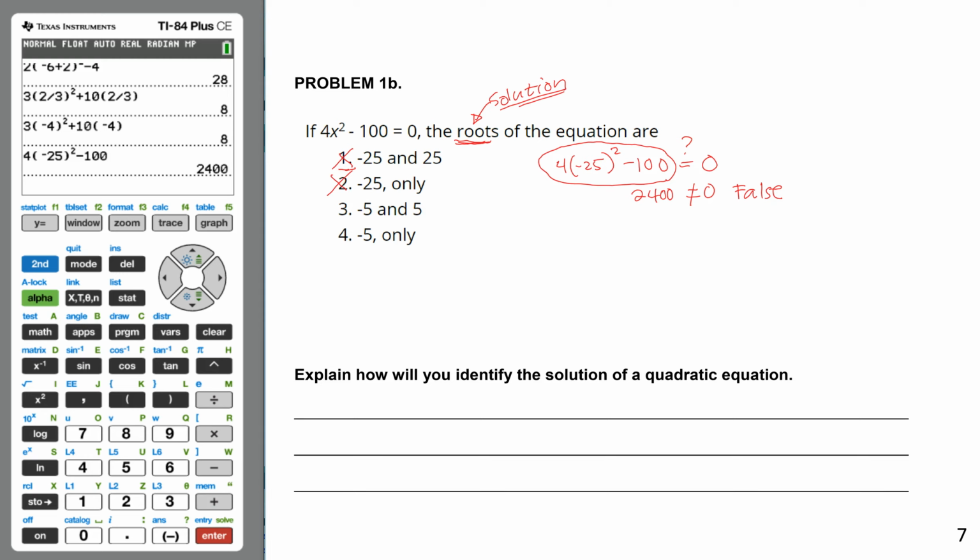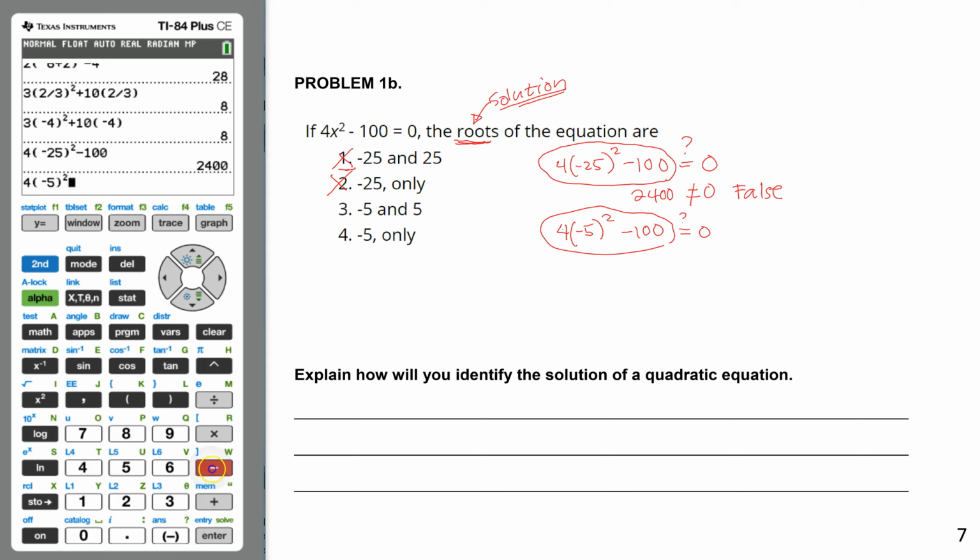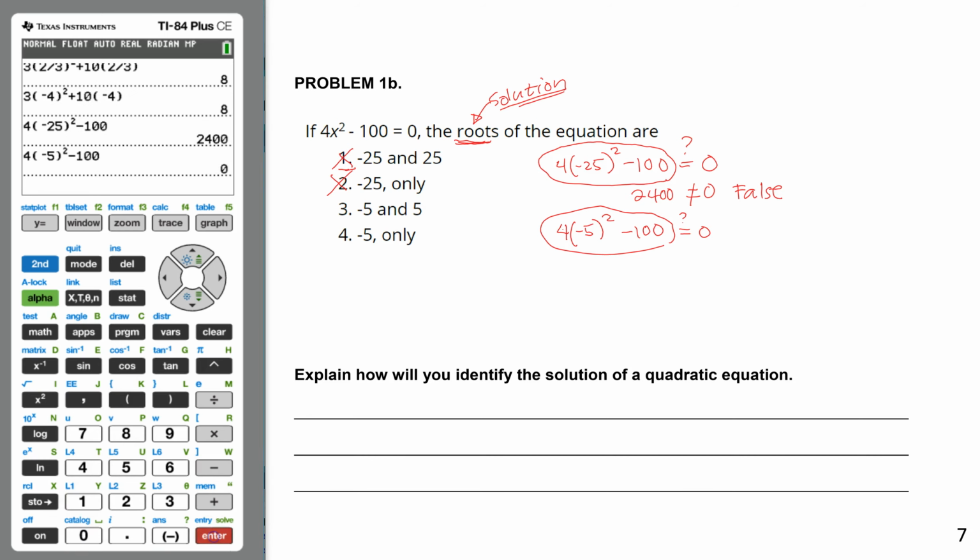I'll try negative 5. So we have here 4 times negative 5 squared minus 100 equals 0. So again, enter everything in the calculator. So we have here 4 times negative 5 squared minus 100. Press enter. So you have here 0. So 0 equals 0. It works. So that means this is making the statement true. So negative 5 works. So let me try 5. It might be also the solution of the equation.